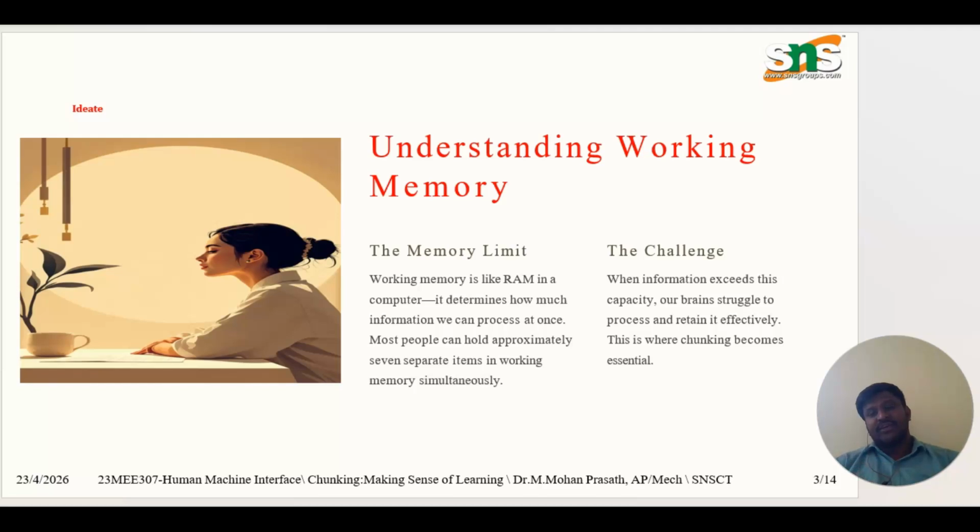Before going to the concept of chunking, first we have to understand what working memory is. Since the human-machine interface works like a human brain, our human brain works like RAM in a computer. It determines how much information we can process at once. It is evident in the literature that our human brain can hold approximately seven separate items in working memory simultaneously. The challenge is that when the information exceeds this capacity, our brain struggles to process and retain it efficiently.